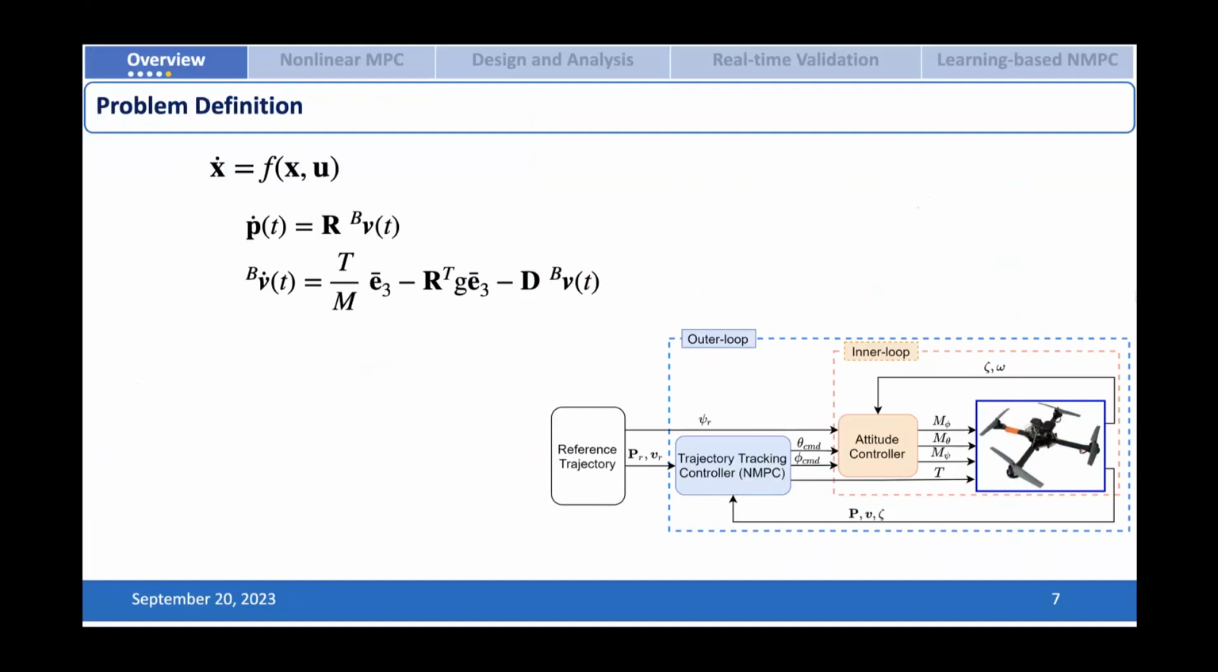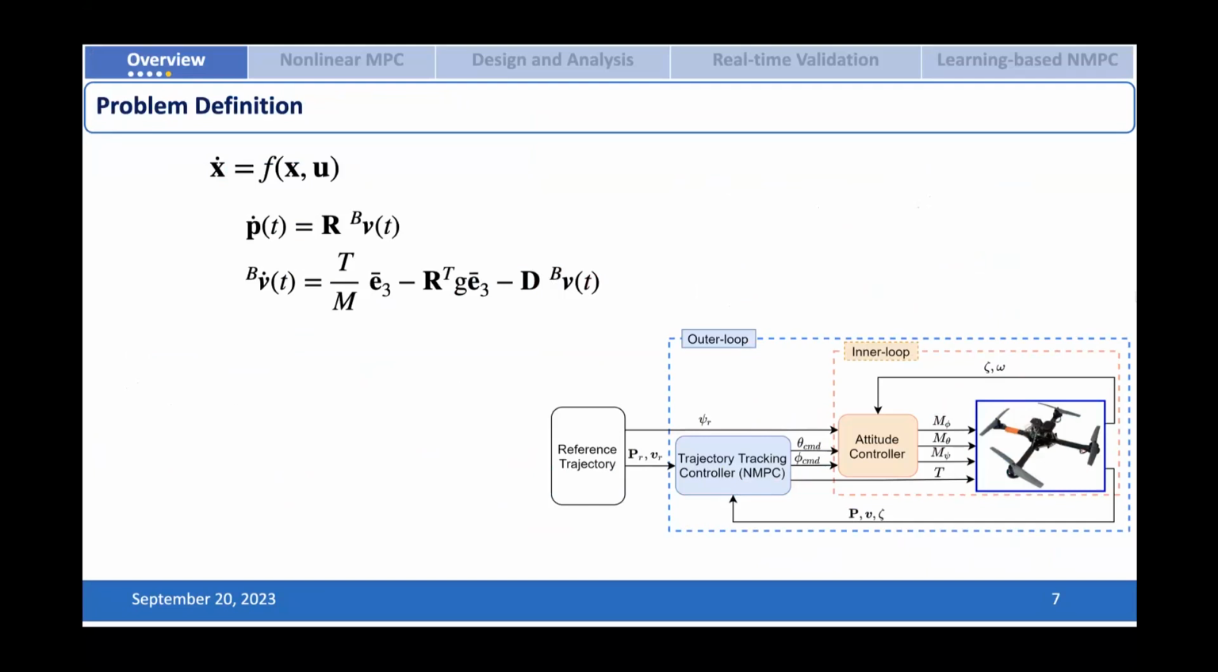This controller generates the required torques and thrust going to the drone, but it needs the commanded angles, meaning the commanded attitude that it should follow. And this is the objective of the outer loop control. In the outer loop, we design the NMPC for trajectory tracking of the system. It generates the required thrust and all the required attitude angles going to the inner loop. So in order for the NMPC to control this system, it should be aware of what is going on inside this block, the orange block.